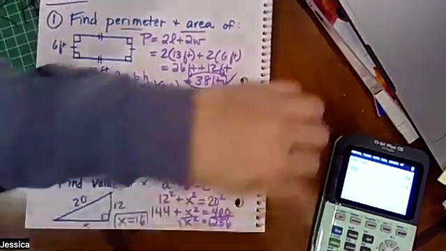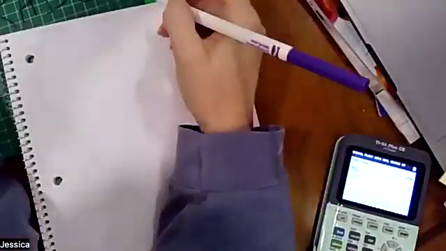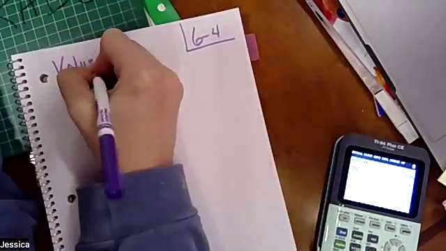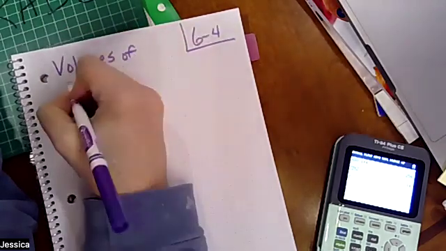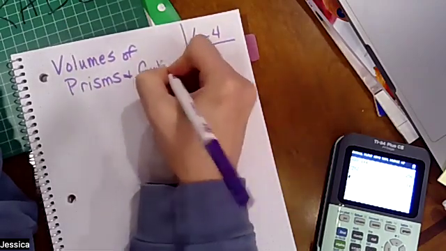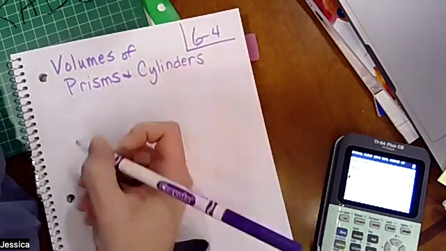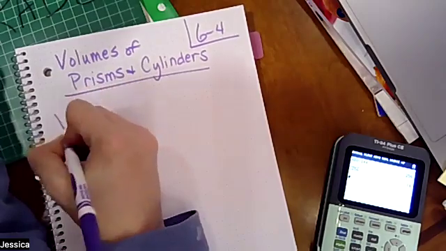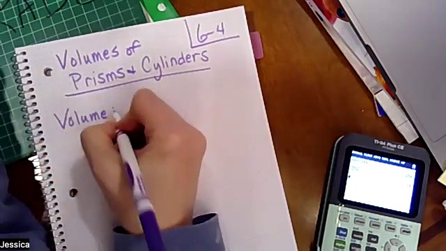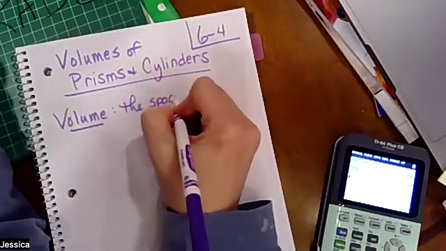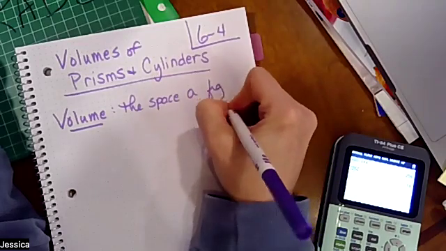Don't forget to always try those and write those down. Okay, now let's get into this. 6-4, officially starting. This is going to be volumes of prisms and cylinders. That's the title of this one, Volumes of Prisms and Cylinders. So, I think you all remember this, but let's go ahead and make sure. Volume is the space a figure occupies.